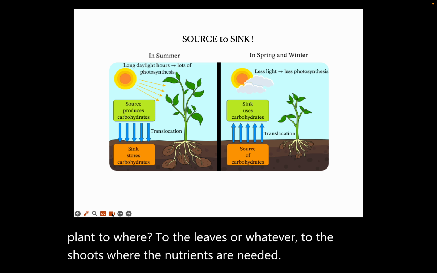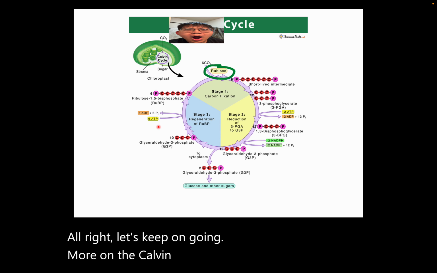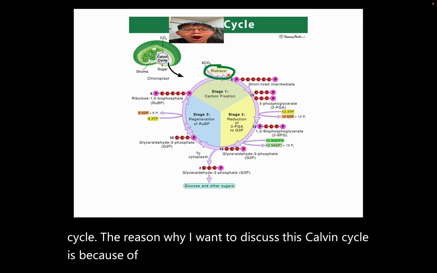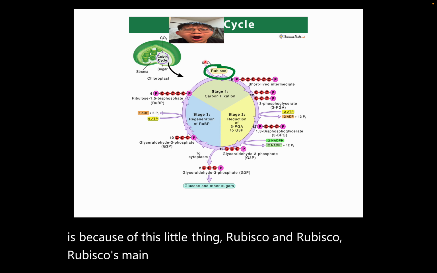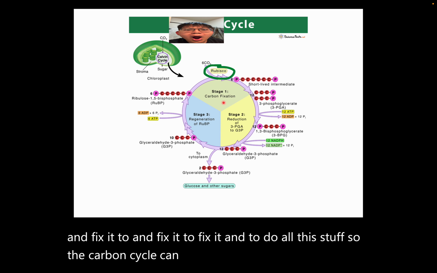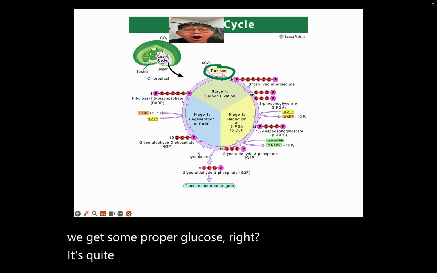All right, let's keep on going. More on the Calvin cycle. We're back to the Calvin cycle. The reason why I wanted to discuss this Calvin cycle is because of this little thing, Rubisco. And Rubisco's main goal is to take in carbon dioxide and fix it to do all of this stuff, so the Calvin cycle can actually happen, and we get some proper glucose, right? It's quite efficient in the way it does that.